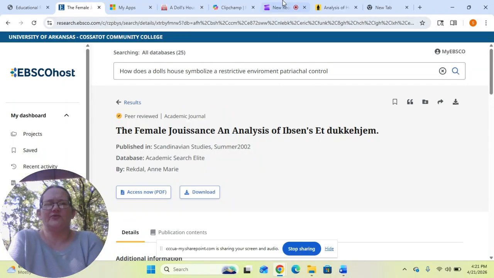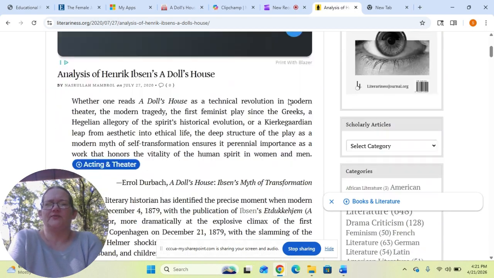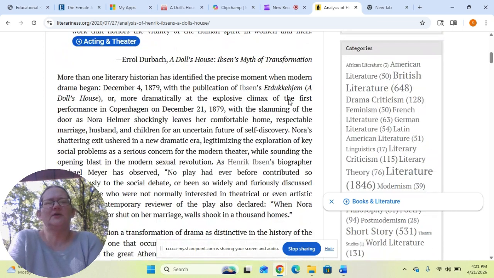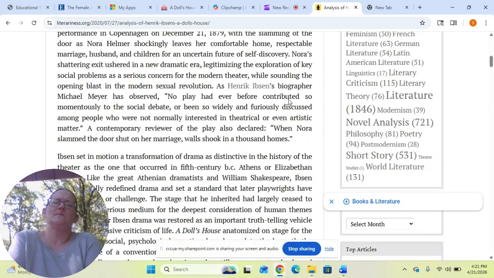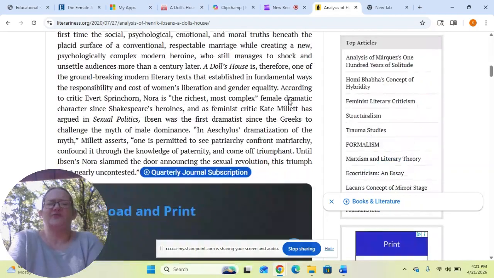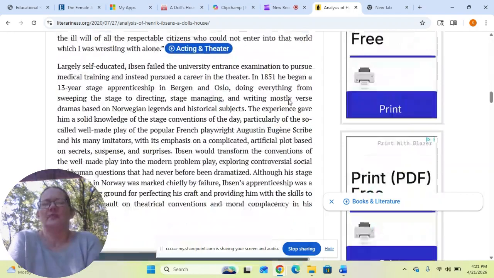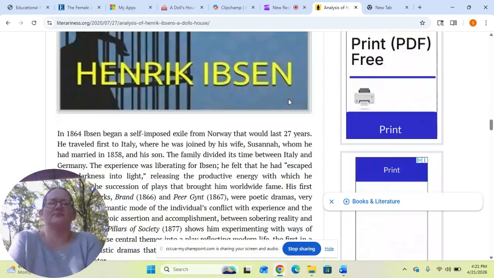My next source was from Literary Theory and Criticism. This source explores Nora's side of things and that era, but it also explores her husband's side and the society norms for that area, a human perspective on it. So it gives you an idea of both perspectives.